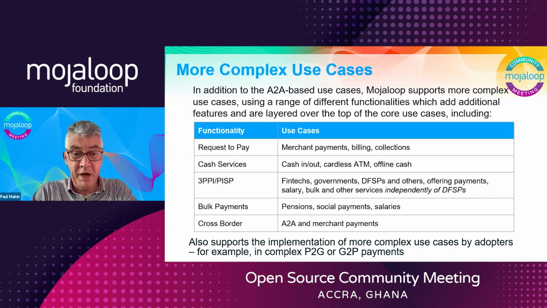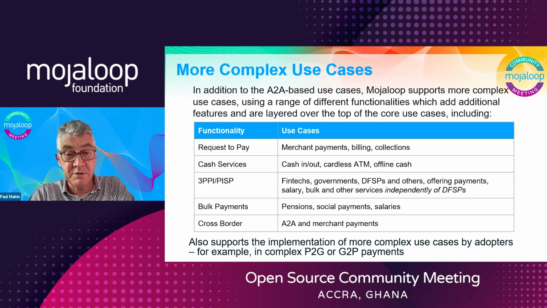Then 3PPI or PISP, I've already talked about, but there's a huge number of use cases that can use that functionality. Fintechs, governments, for payments, salary, bulk, and other services independently of the DFSPs. We have a very efficient implementation of bulk payments, and that can handle anything from a few payments within a payment list or millions, frankly, across multiple lists.